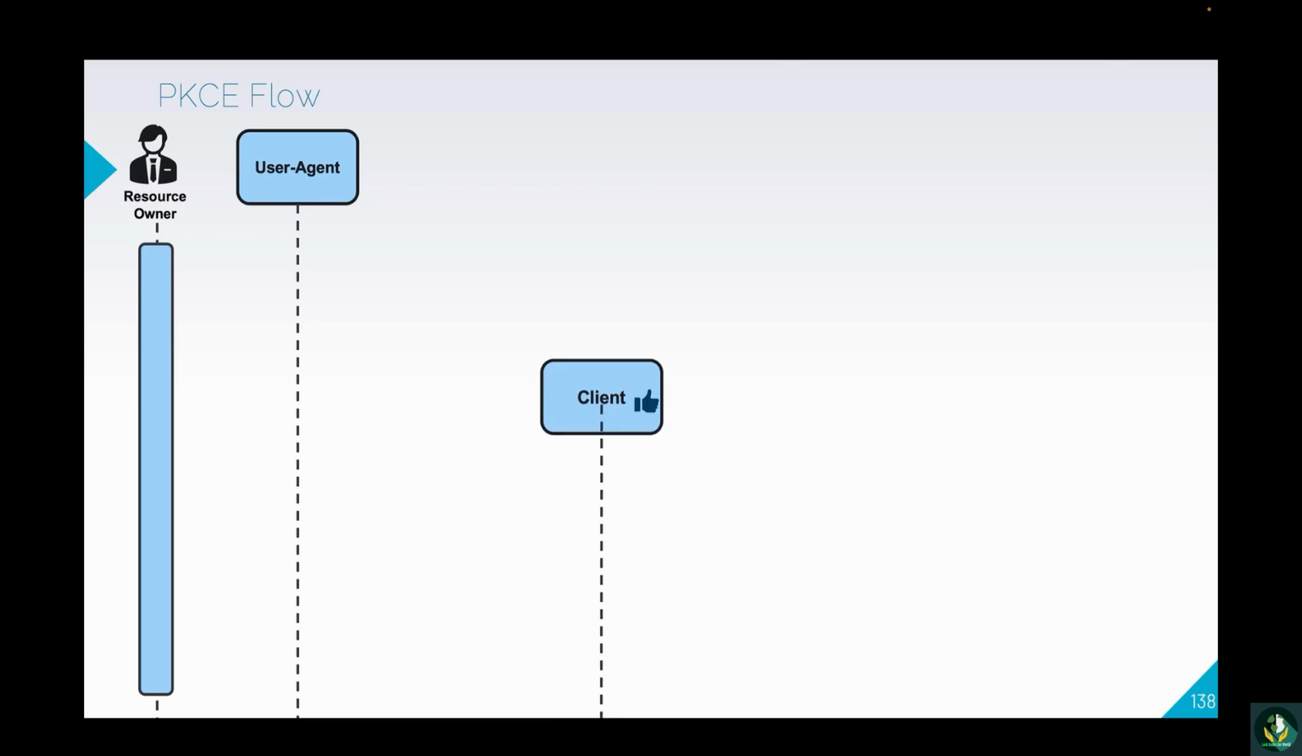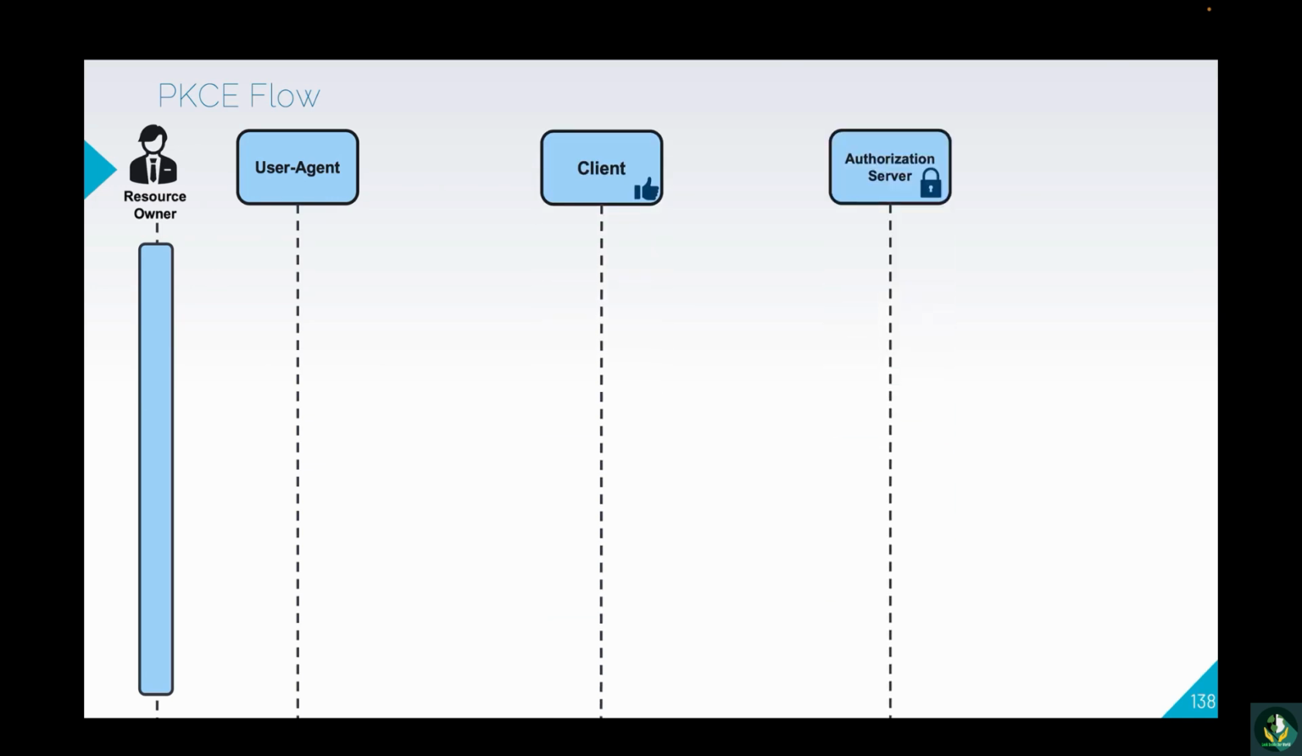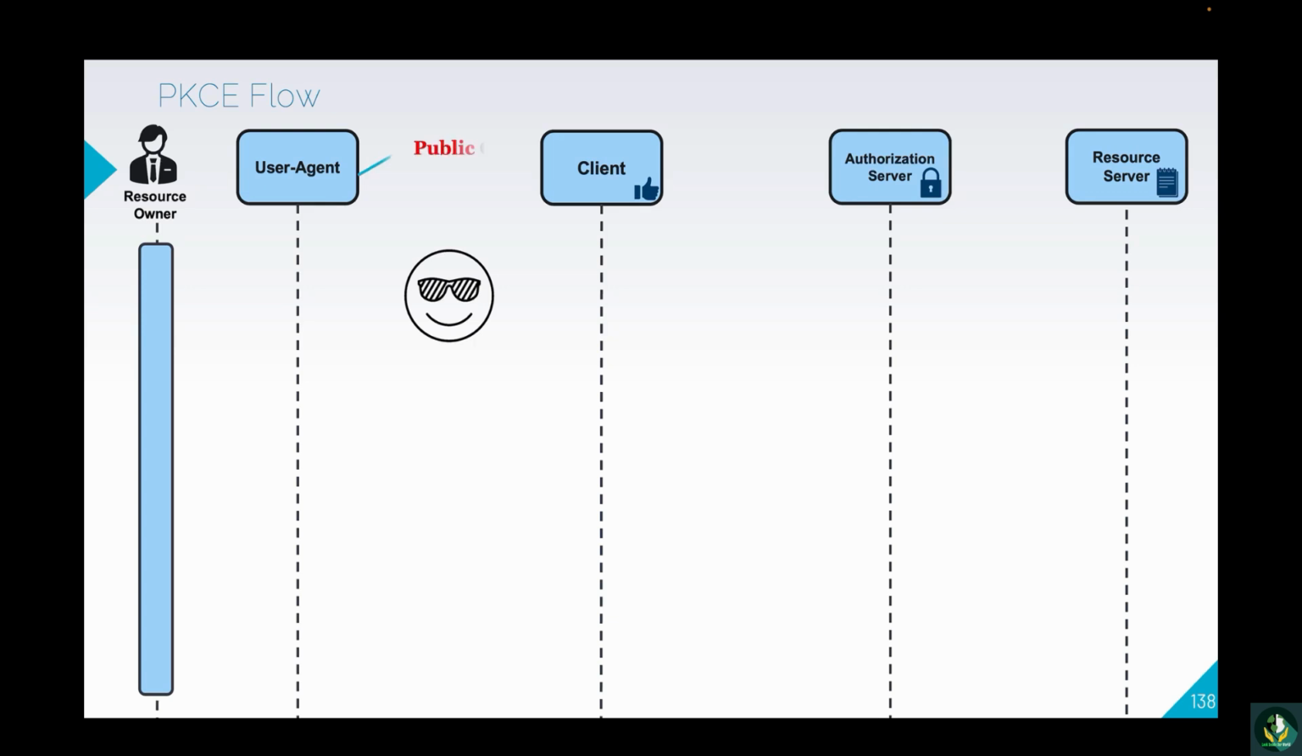Since we already have a solid understanding of the authorization code flow, we can jump directly into the sequence diagram and see how the PKCE flow adds security. We have the same familiar players: the resource owner, the user agent, the client application, the authorization server, and the resource server. The cool thing about PKCE is that it supports both public clients and confidential clients.